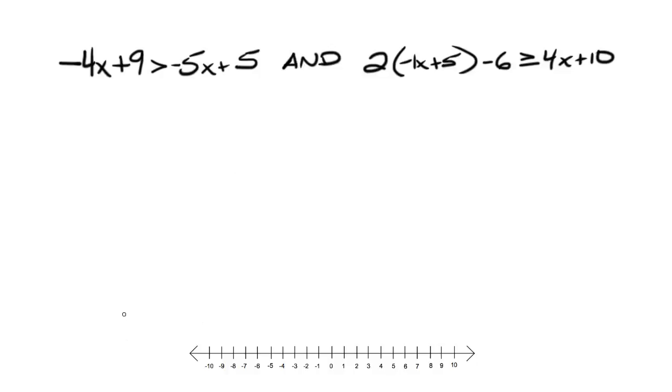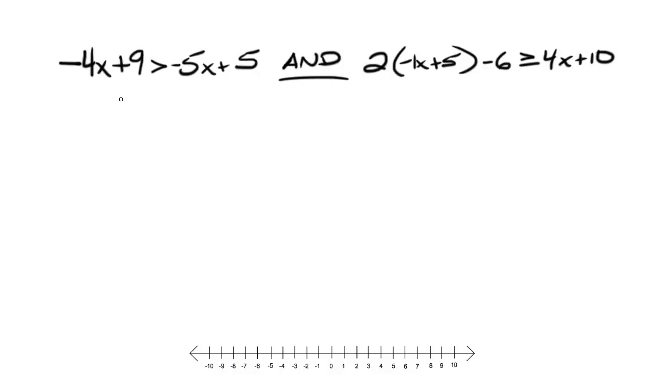Right, we're asked to find the solution set for this compound inequality. What this requires us to do is simply solve each of these inequalities and then combine them with this statement right here, "and," which in this case means an intersection. All right, so here we go. Let's solve this first one.